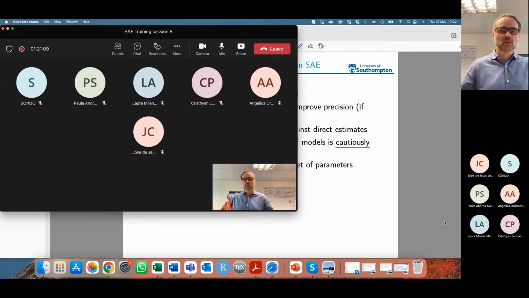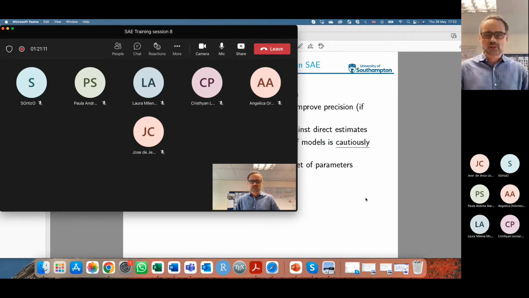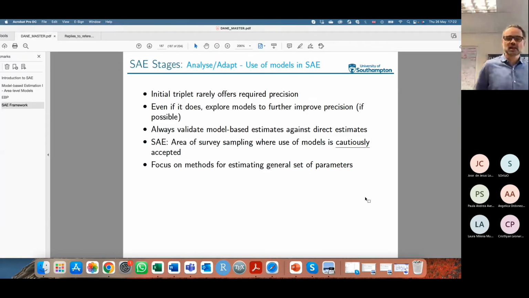Okay, so what I'm going to do is continue now, and talk a bit about the analysis and adaptation stages, and here we're going to start introducing the use of models in small area estimation. As we said, maybe the initial triplet or some direct estimates that you output may not offer the required precision.